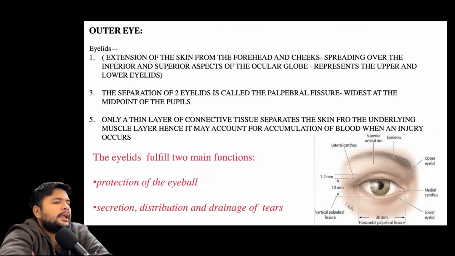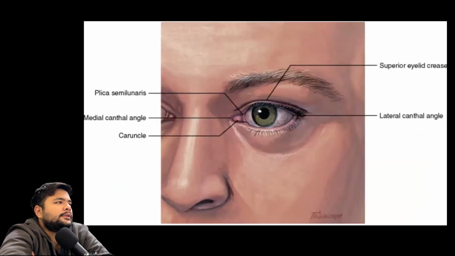In the right side diagram, we can see the 10 mm one. It is the widest point at the middle of both eyelids, where the palpebral fissure is the widest. Only a thin layer of connective tissue separates the skin from the underlying muscle layer. Hence, it may account for accumulation of blood when an injury occurs. The eyelid fulfills two main functions: protection of the eyeball, and secretion, distribution, and drainage of the tears.